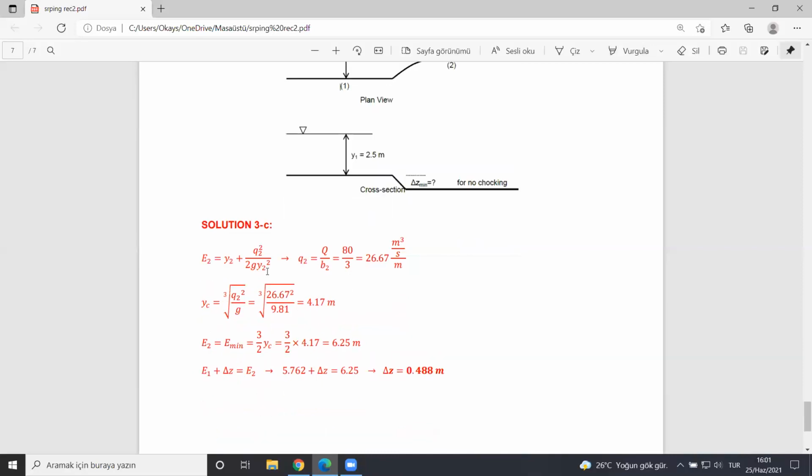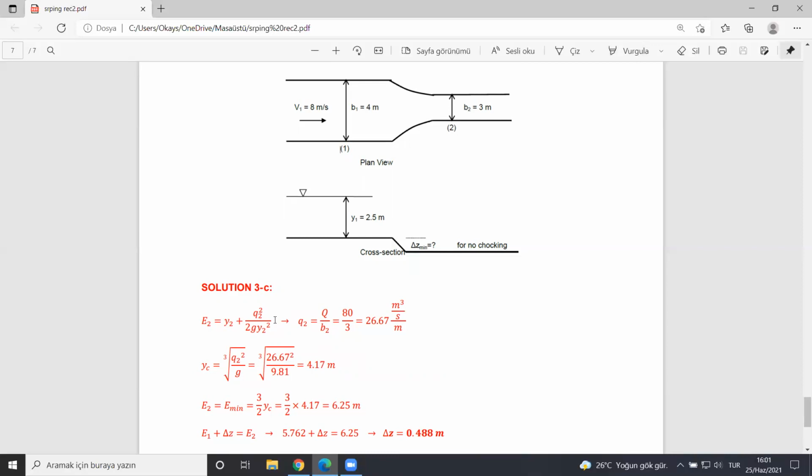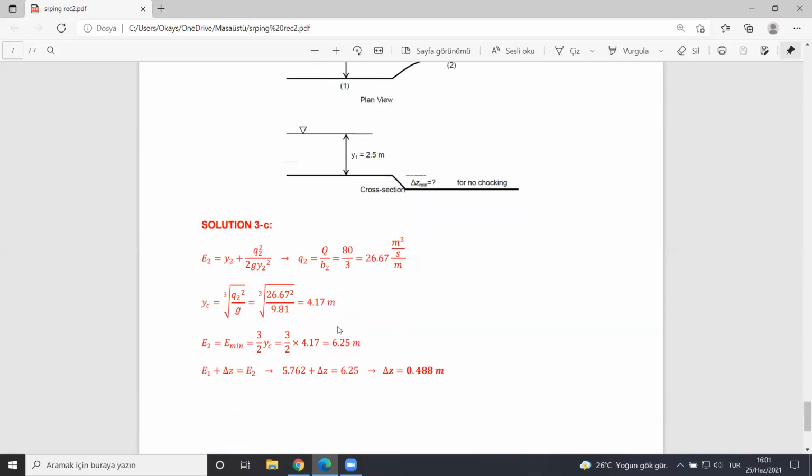If we knew the flow depth, we could use this equation. But since we don't know, we can also use this one. Basically, what is energy? It is energy at section 2. It's equal to energy minimum, and it is 3.3 divided by 2 y critical. So what was y critical? 4.17. So energy at section 2 is equal to 6.25 meters.